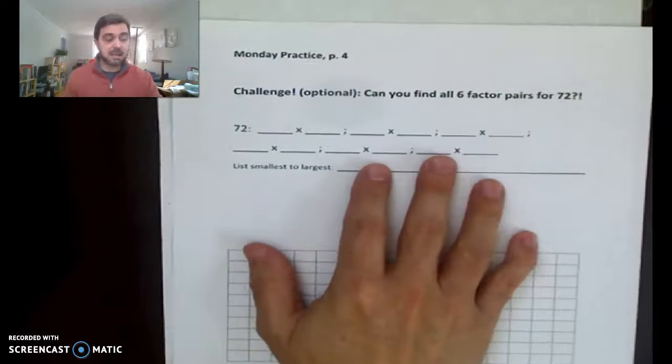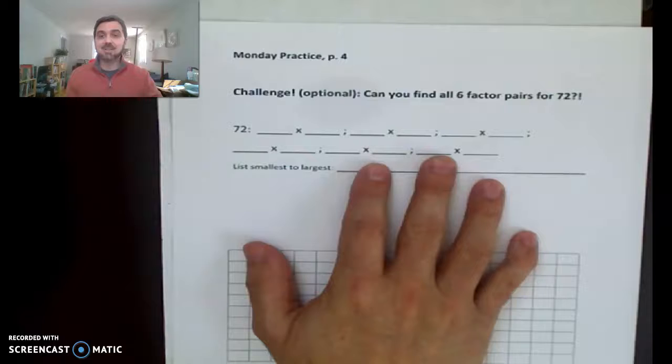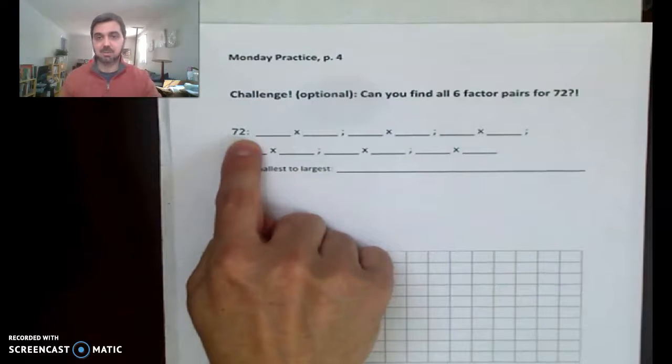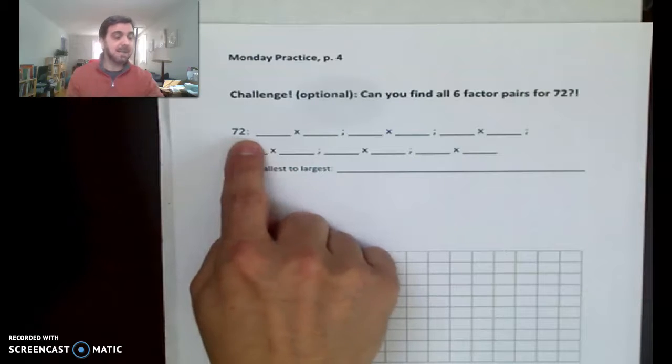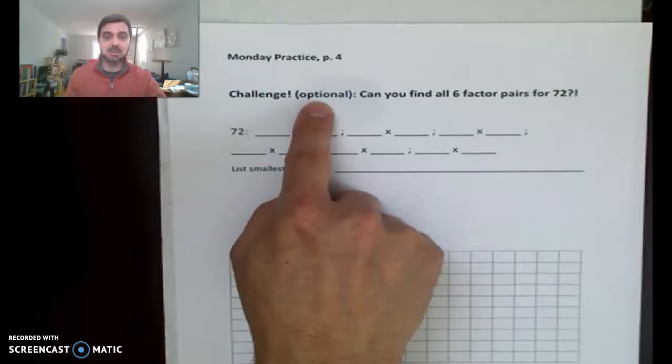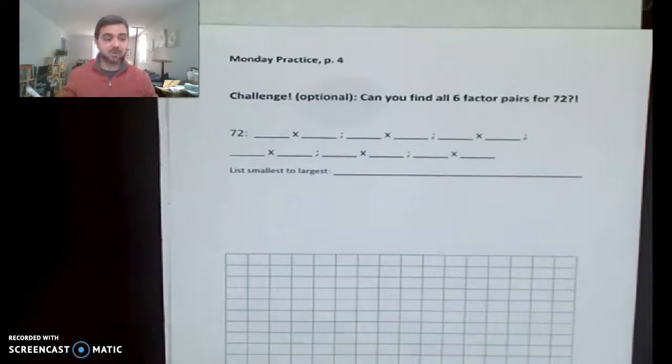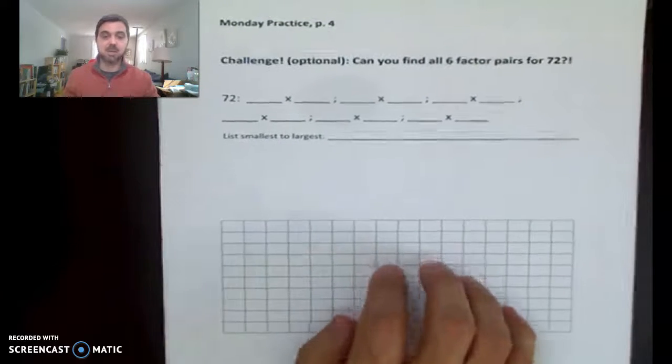And then there's a challenge. There's 6 factor pairs for the number 72. Can you find all of them? You should have enough square inch tiles to do it if you want to try it, okay? It's optional. You do not have to do this, but it's a fun challenge if you decide to take it on, and I've given you some grid paper here as well.